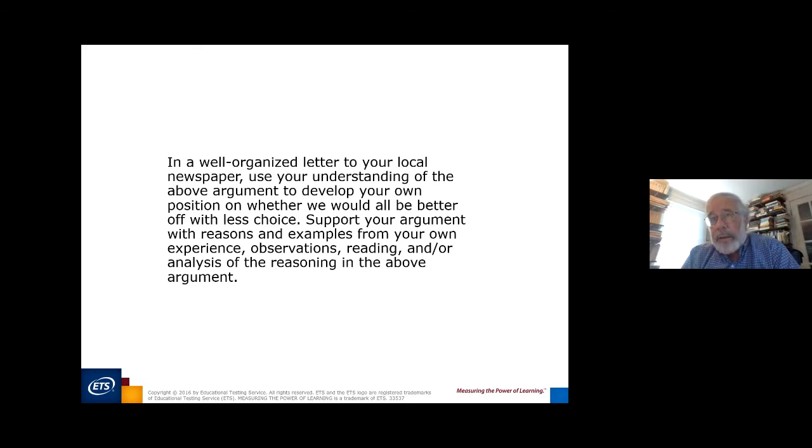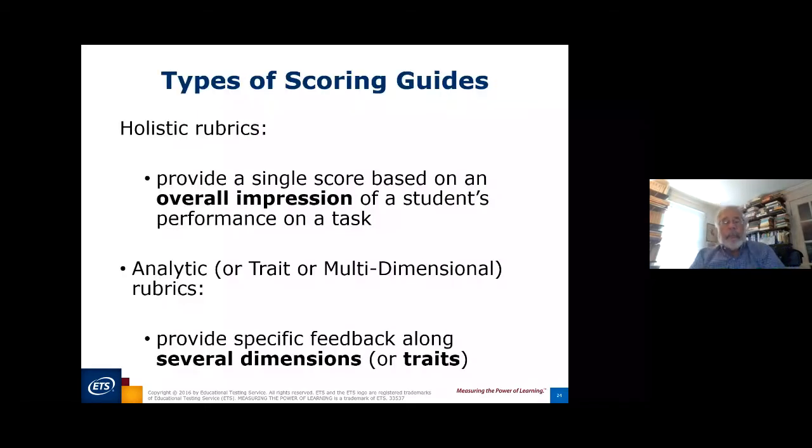It's measuring writing and analysis. Any questions up to here? Good. All right. I'll take silence as things are okay.